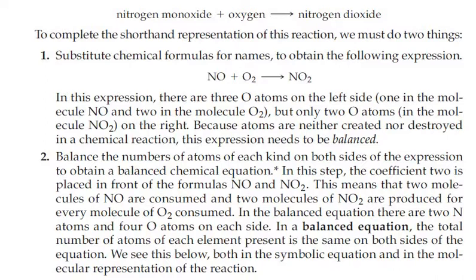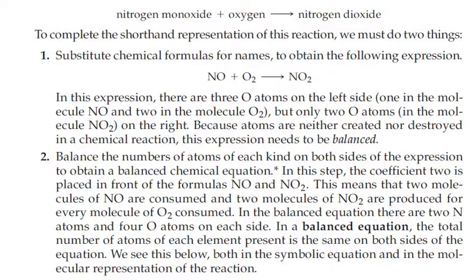So to complete the shorthand representation of this reaction, we must do two things. One of them is substitute the chemical formulas for names. So as you see here, for nitrogen monoxide we have NO, and for oxygen we have O2, and then we have nitrogen dioxide. Nitrogen dioxide is going to be NO2.